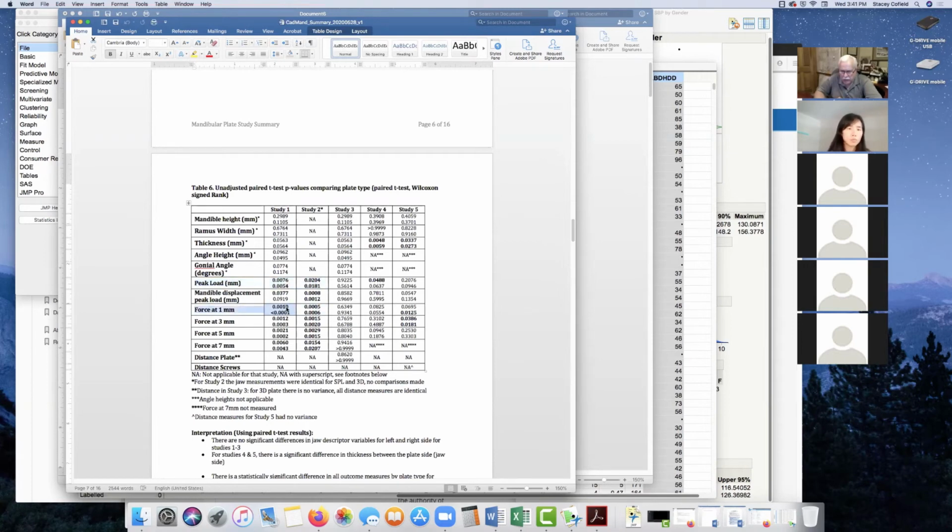This could be males, females versus systolic blood pressure. In this case, I've got plate A and plate B versus a force measure. The plate type is my X. The force measure is my Y. The plates are literally fixed, and then the force measure. So these are called unadjusted analyses.